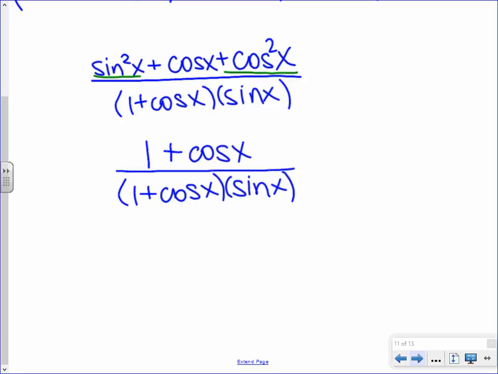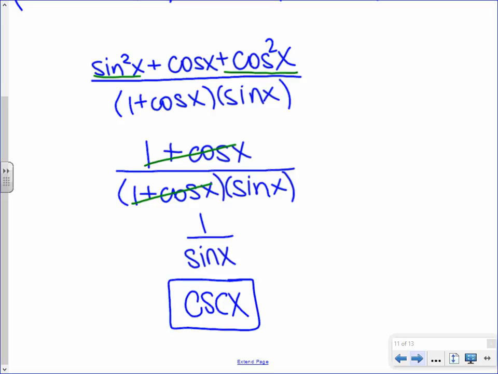Is there something the same in the numerator and the denominator? Yes, there is. These are factors that we can cancel to be left with 1 over sine of x. Taden, what is it? It is cosecant. Good.